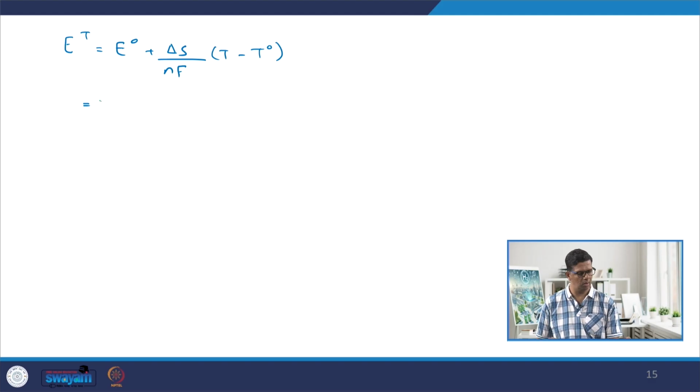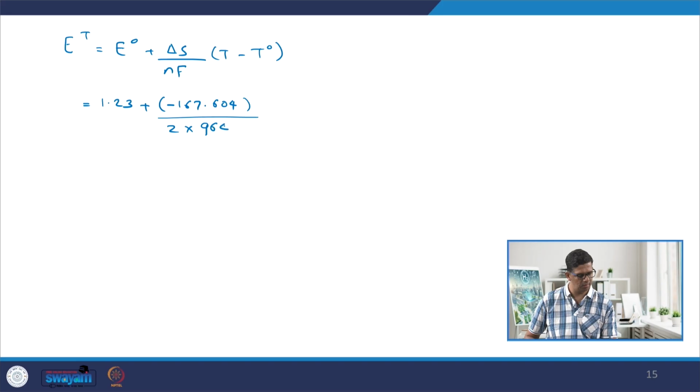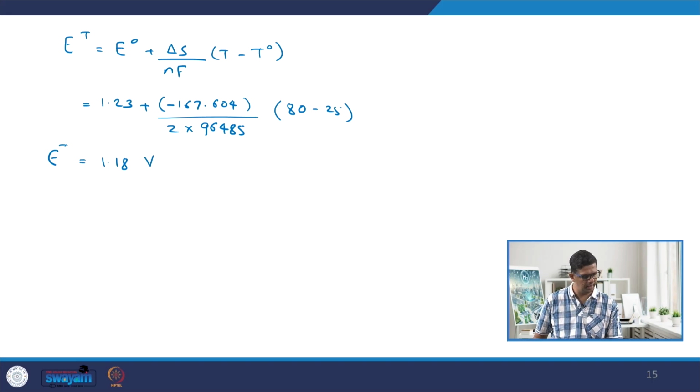So E naught, as we all know, is a standard number, it is 1.23 volt in case of a fuel cell, plus the entropy change, which is negative, minus 167.604 joules per mole per Kelvin divided by 2 times 96,485, and this is 80 minus 25. So this comes close to 1.18 volt. So this is my ET.